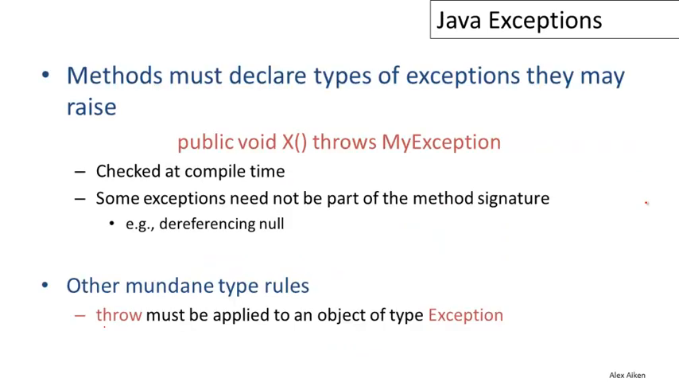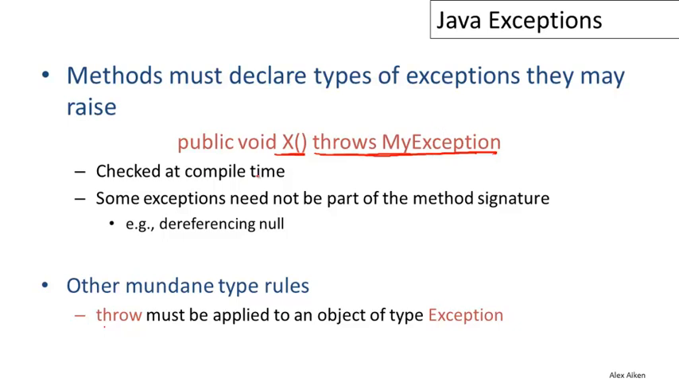One of the nice innovations in Java is that exceptions are actually part of the method interface, and they are checked by the compiler. So in the example that I gave at the beginning of this lecture, we had a method x that could raise an exception, my exception, and notice that the declaration of x actually declares that x can throw that exception. So it's part of the interface to x, part of the checked interface to x, that it can raise a particular exception.